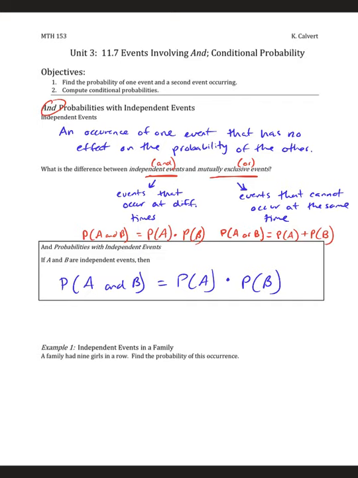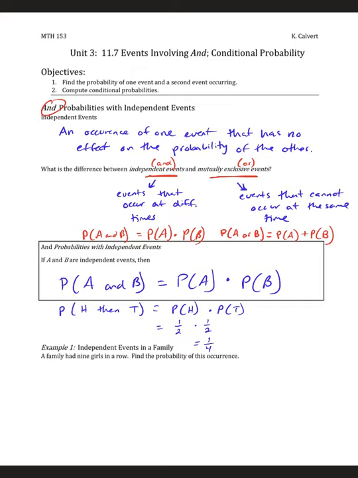Going off of the coin tossing idea that we briefly mentioned, if we wanted to find the probability of flipping a heads then a tails, we'd take the probability of flipping a heads and multiply it by the probability of flipping a tails. We know with coins, the probability of flipping a heads is 1 out of 2. The probability of flipping a tails is 1 out of 2. 1/2 times 1/2 would be 1/4.